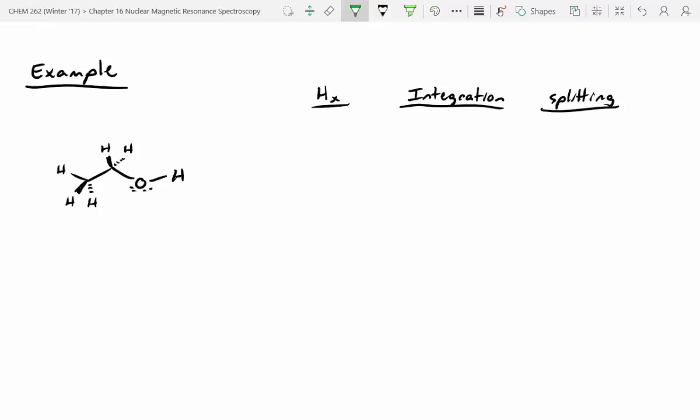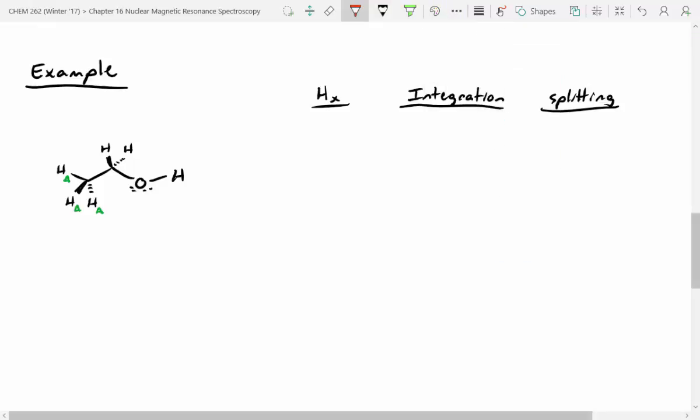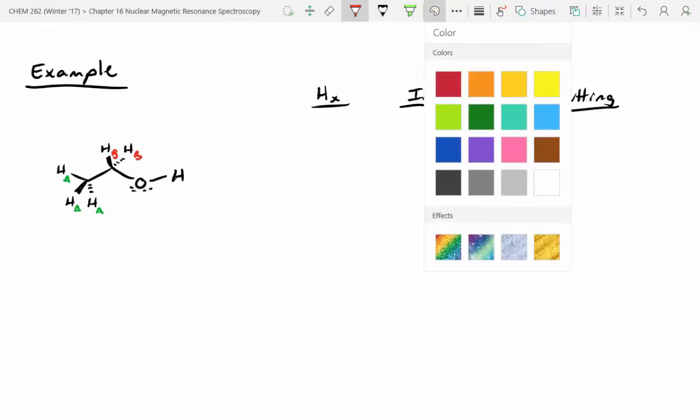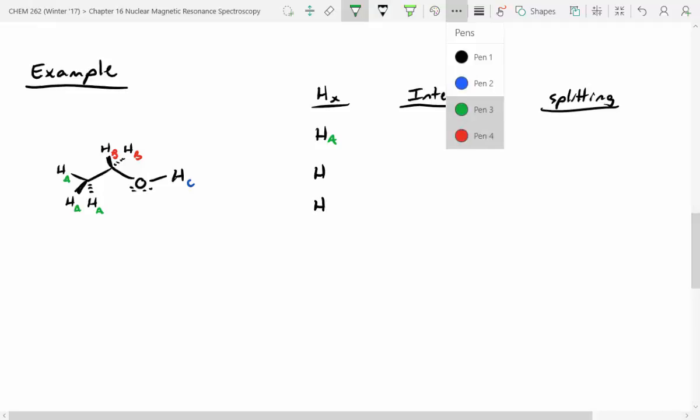So if we look over here, we could say, all right, these are HAs, right? Those are all equivalent HAs. The next one over, we could say these are HBs. And then last but not least, we've got this coming off the end. I'll call that HC. And then we'll fill this into our list. So we've got 3 unique sets, and I'm going to color code them. A, we've got B, and we've got C.